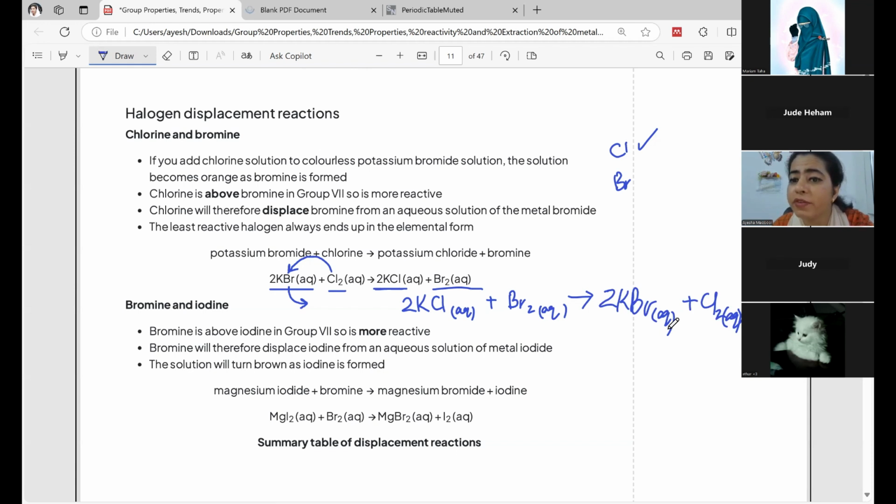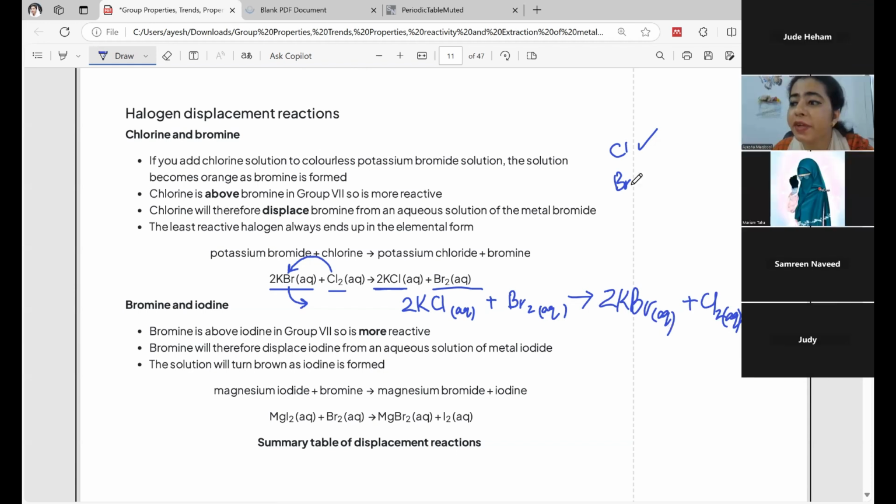As we said, bromine is down. It means it is less reactive than chlorine. Bromine is weaker. A weaker one cannot come and replace the stronger chlorine here. So this product is not going to form. This is not a possible reaction. Okay, we can say this reaction is not going to proceed.